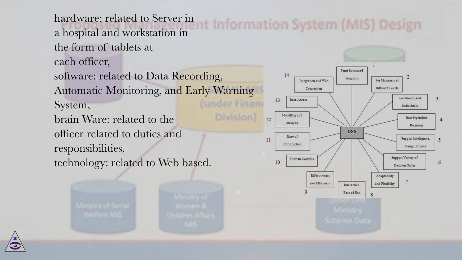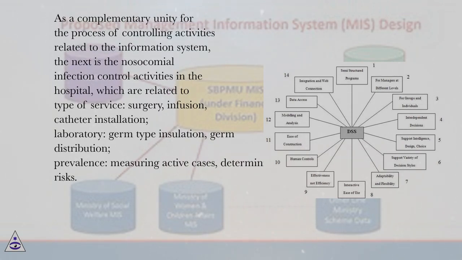As a complementary unity for the process of controlling activities related to the information system, the next is the nosocomial infection control activities in the hospital, which are related to type of service, surgery, infusion, catheter installation. Laboratory, germ type installation, germ distribution. Prevalence, measuring active cases, determining risks.